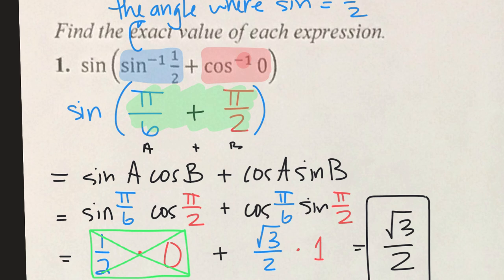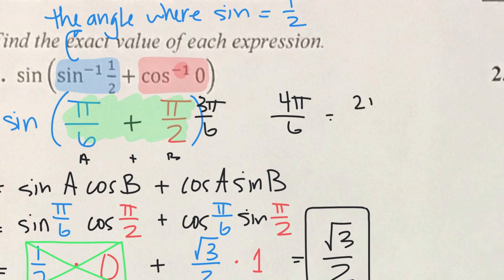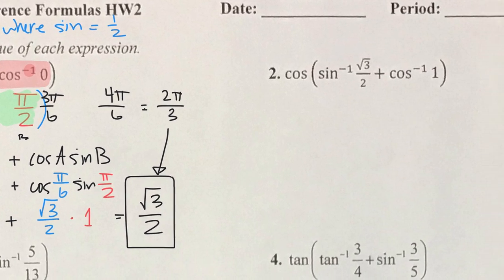Maybe that would have happened up here, right? If this becomes 3 pi over 6, then we're looking at 4 pi over 6, which reduces to 2 pi over 3. The sine at 2 pi over 3, sure enough, is root 3 over 2. But I wanted to practice our formula, because there's a formula for these kinds of things. So that's a good one with number 1.